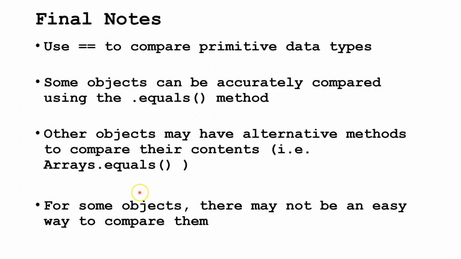Some final things to remember. We use the double equals to compare primitive data types. Some object types can be accurately compared using the equals method. You have to know, for that particular object type, is it a shallow comparison or a deep comparison? Other objects may have alternative methods to compare their contents, like arrays use Arrays.equals. For some objects, there may not be an easy way to compare them, and that was just how the programmers designed them.